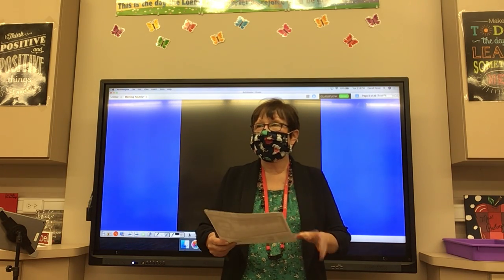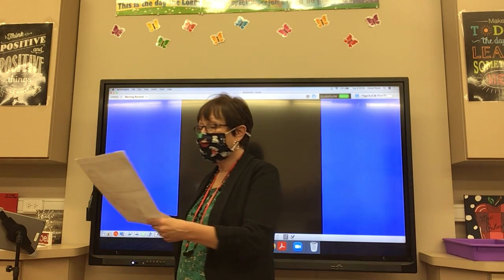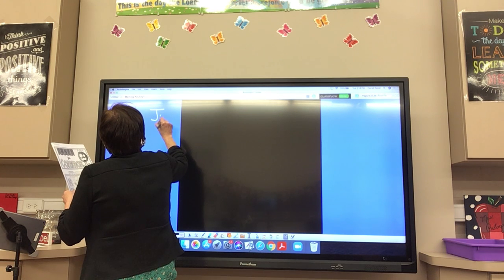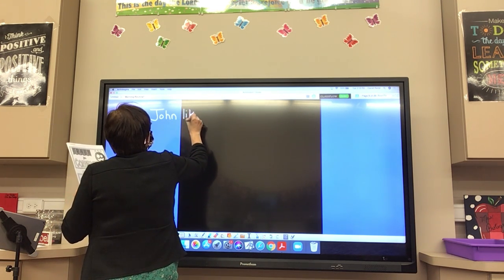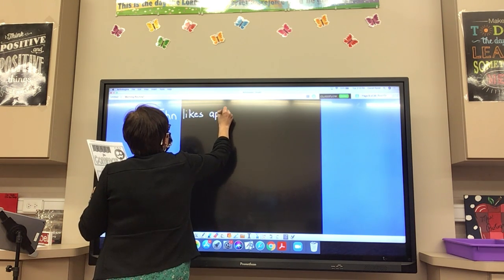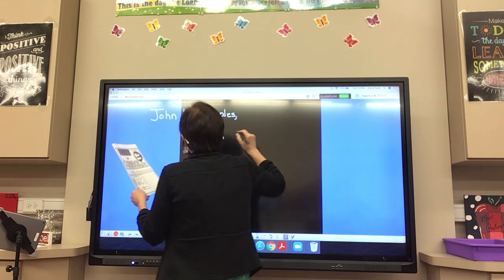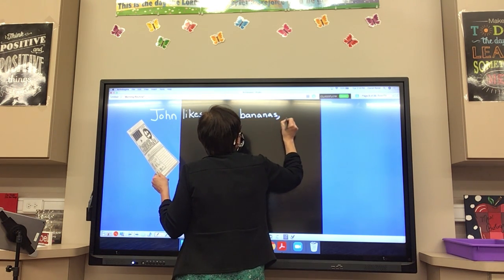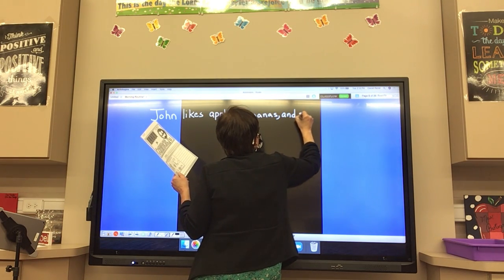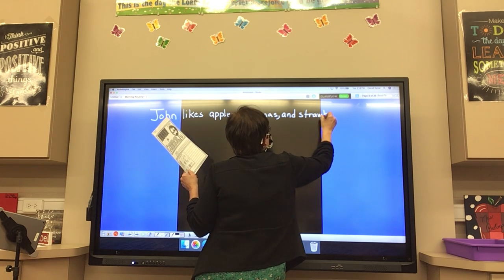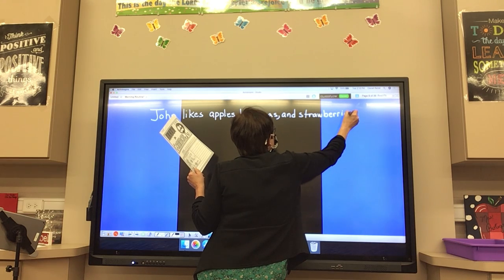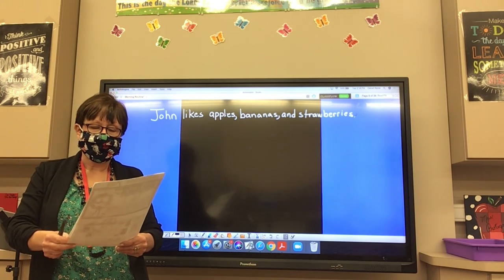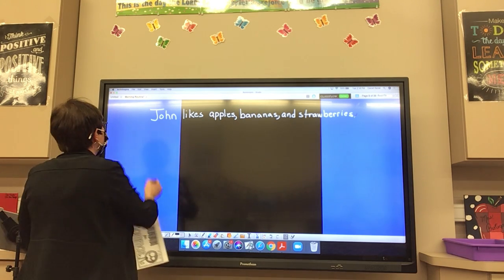Who has a sentence using these objects? Who can help me? Santiago? John likes apples, comma. Thank you for putting the comma in. John likes apples, remember to write small. Apples, comma, bananas, comma, and strawberries. And I should end that with a period. Okay, that's sentence number 1. That is my first sentence. I'm going to put a number 1 in front of it.